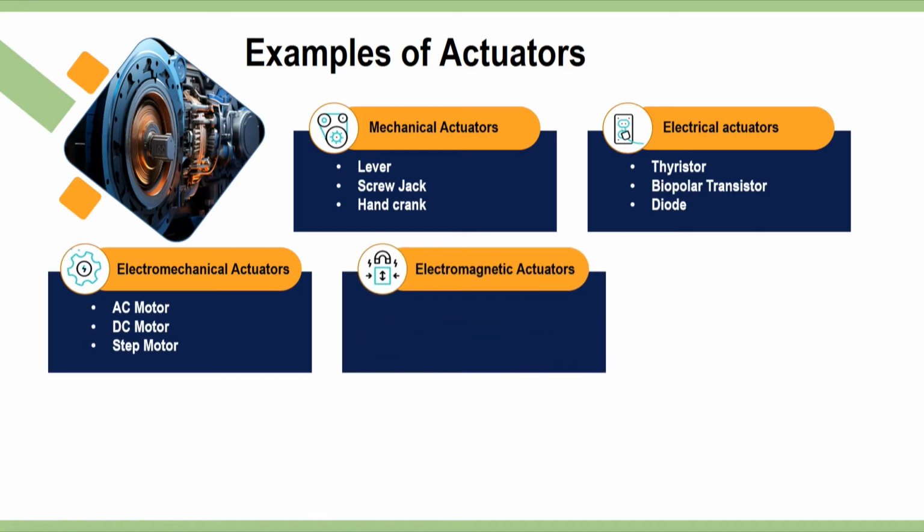Electromagnetic actuators are used for electromagnetic purposes, for example solenoid. For this solenoid application, we use these electromagnetic actuators.